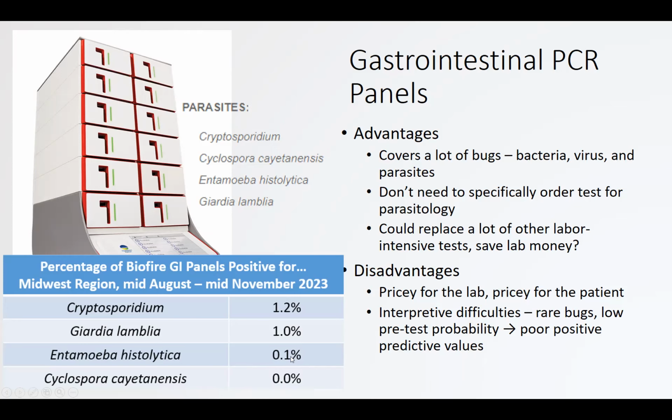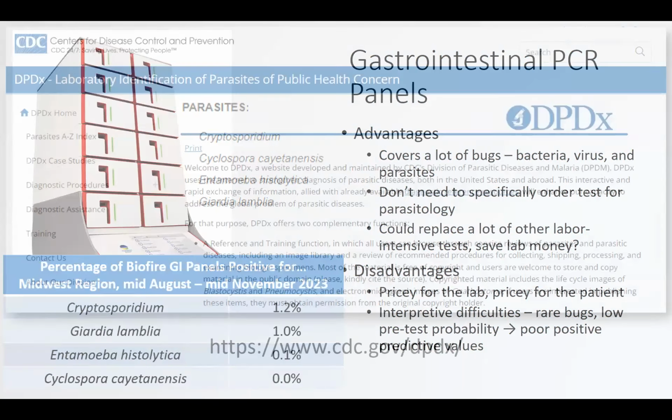But what it tells me is that if you get a positive hit for Entamoeba histolytica, especially in a patient who has no risk factors for Entamoeba histolytica, it's probably a false positive. So you do have to worry about that when you're doing these big panels, and people do not necessarily have risk factors for every single one of those bugs.